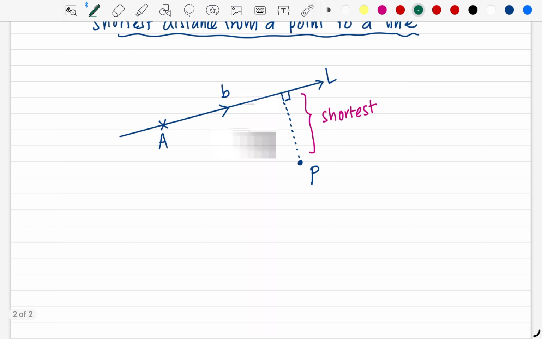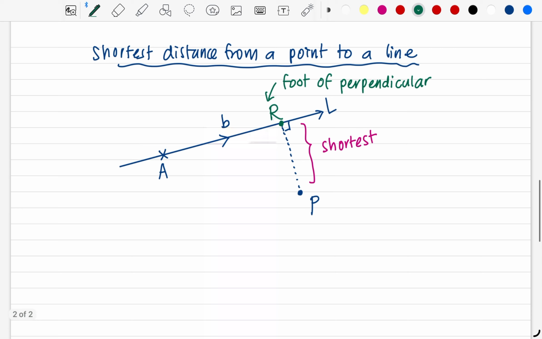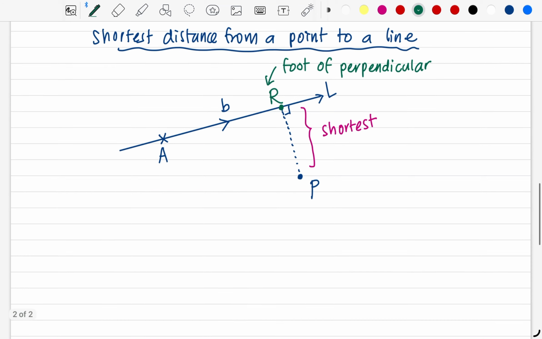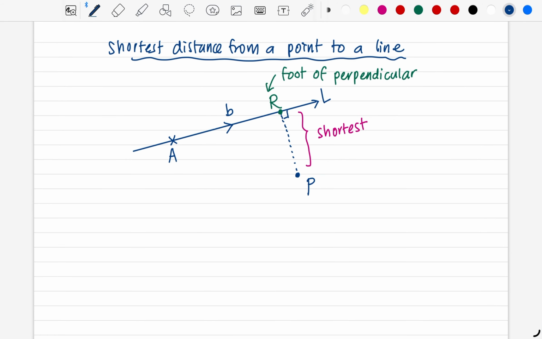And this point is important here. Let's say I call it R, and this is called the foot of perpendicular. And point R here lies on the line L. That means R is a point on line L. But we don't know what the coordinates of point R are. So how do we find the distance here?